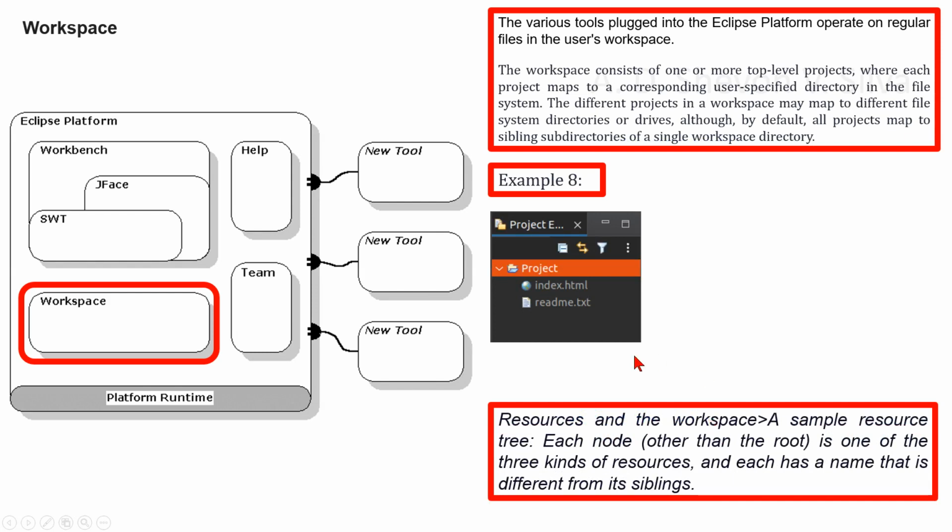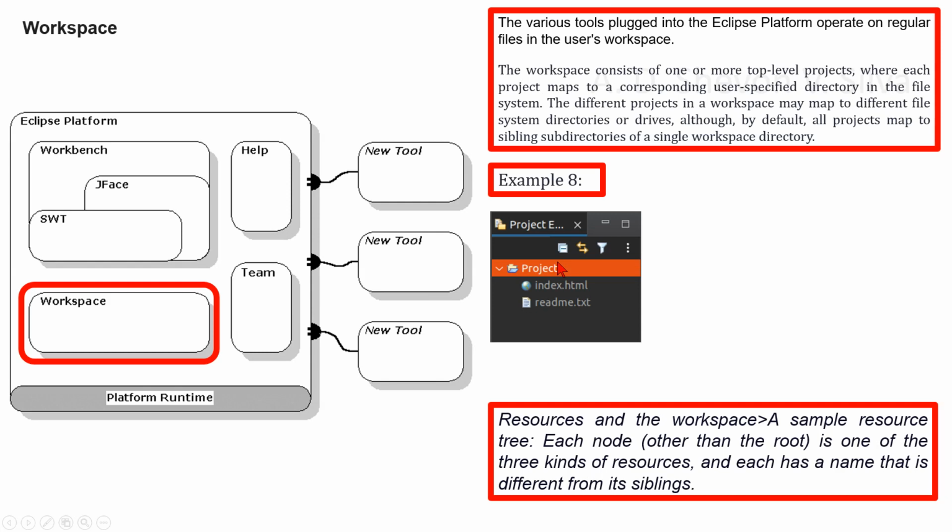Now we are focusing on a sample resource tree in resources and the workspace. Each node other than the root is one of the three kinds of resources, and each has a name that is different from its siblings. The tree below, represented in the Workbench Navigator view, illustrates a typical hierarchy of resources in a workspace. The implied root of the tree is the workspace root.